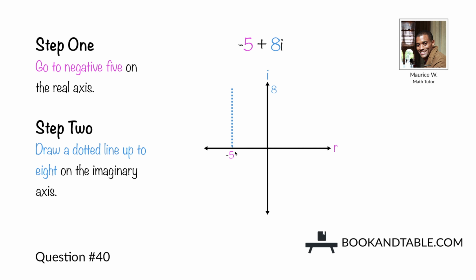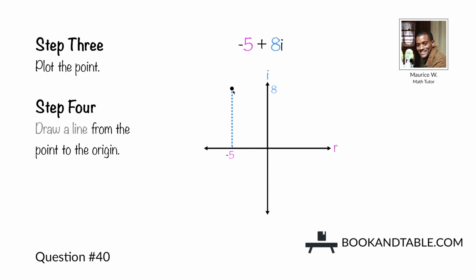Step 1, go to -5 on the real axis. In step 2, draw a dotted line up to 8 on the imaginary axis and then plot the point. From here, draw a line to the origin. This gives you the right triangle we need to use to find our argument.